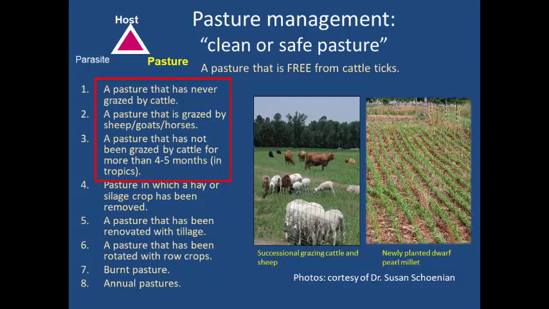And I must point out that this is a time frame that we apply here in our tropical weather conditions. I know in the U.S. they used to vacate pastures or rest them for more than 6 months.